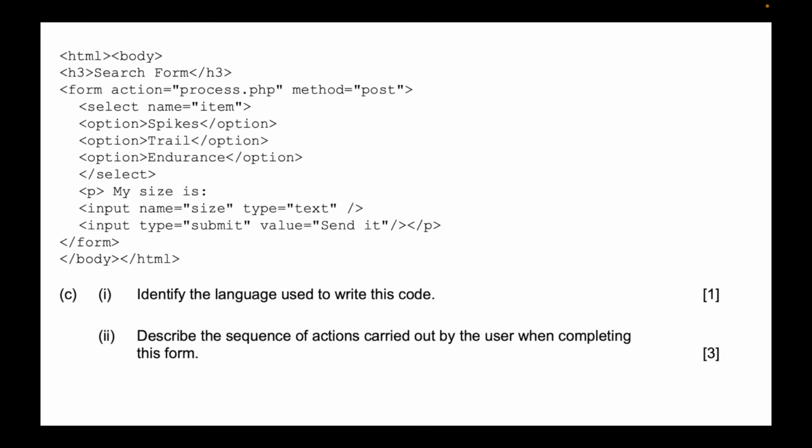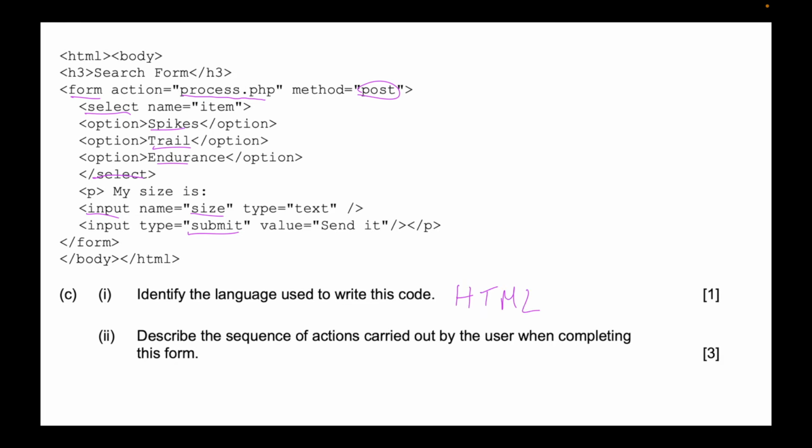Now let's look at some actual IB examples. So right here we have an HTML document. We've got a form, okay? And that form is going to be sending our data to process.php using the post method. We have select right here, which means we have a dropdown with 3 options, spikes, trail, and endurance. And we have an input field, so just a form field with the name size, and then obviously a submit button. So identify the language used to write this code. I mean, obviously it's going to be HTML.